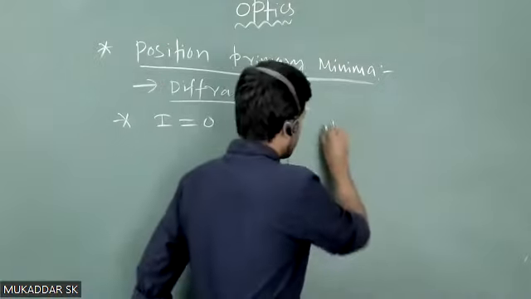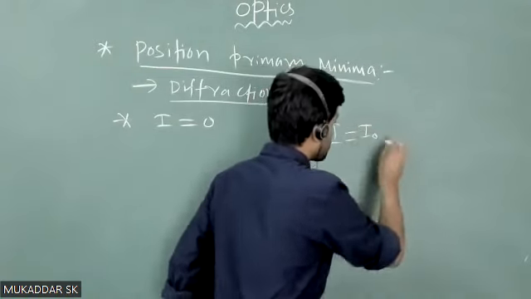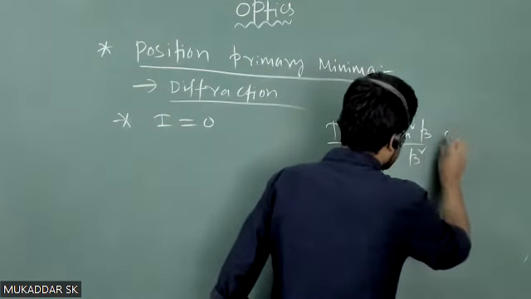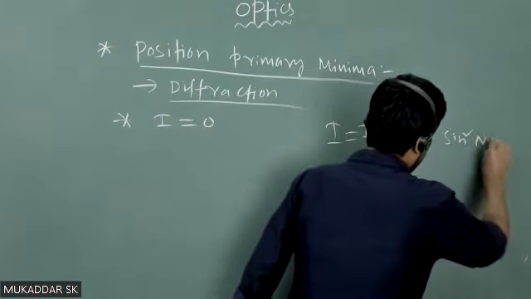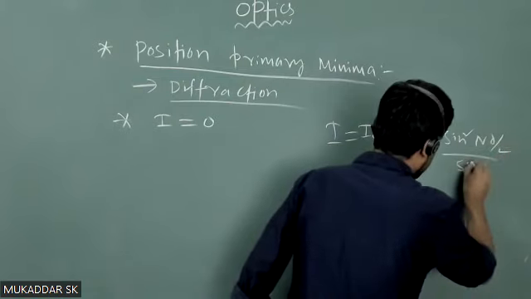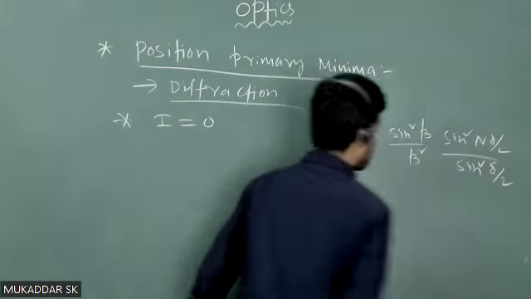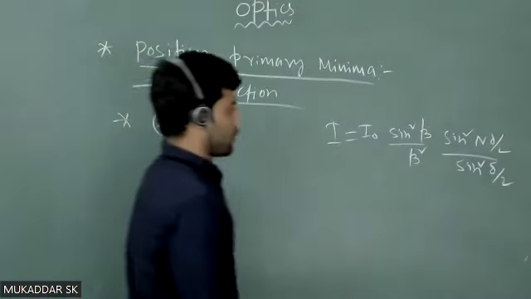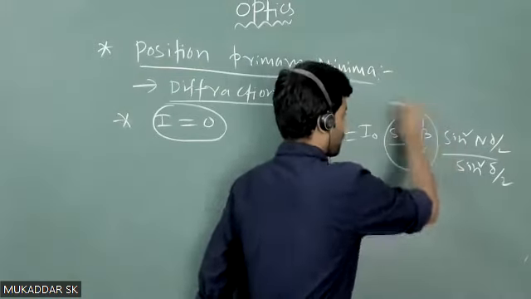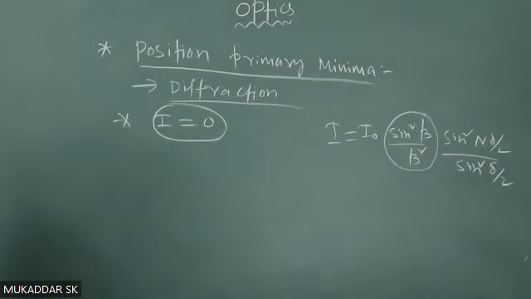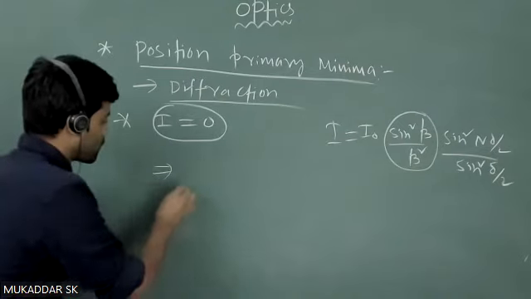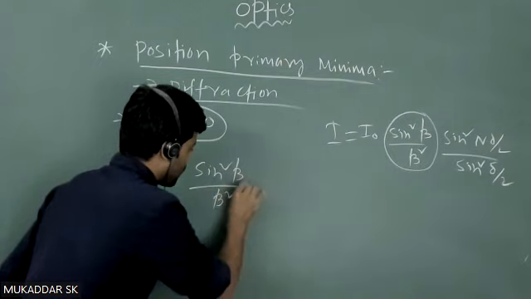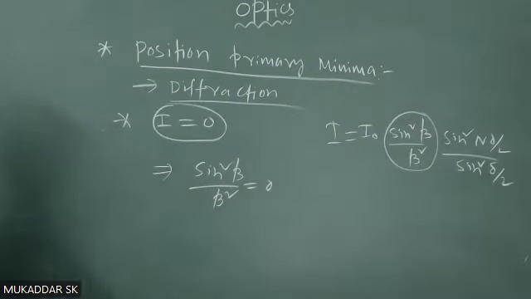और इंटेंसिटी का फॉर्मूला आपका ये है: I0 sin²β/β² × sin²(nδ/2) / sin²(δ/2). ठीक है. And I is becoming 0 because of what? Diffraction. So this term should be 0. For primary minima, this term should be 0, so sin²β/β² should be 0 at primary minima.